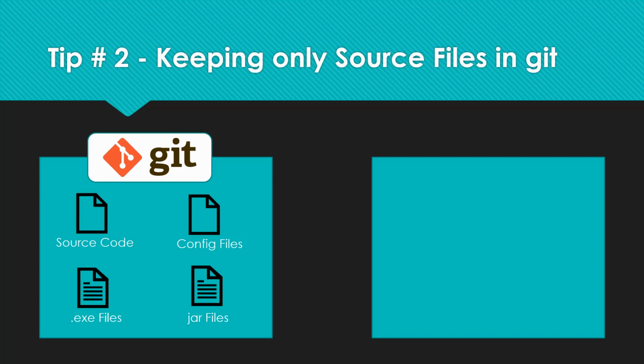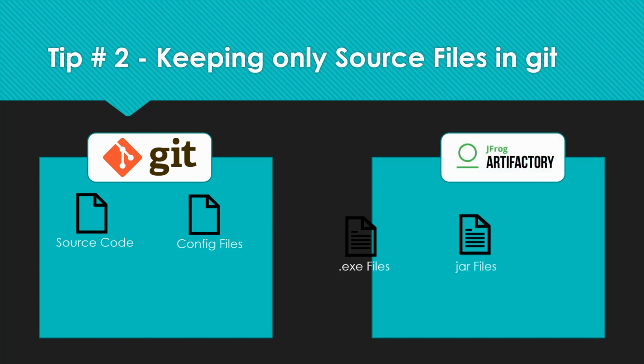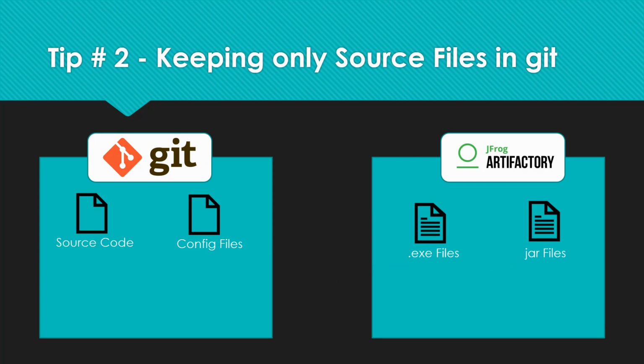Tip number 2. Keeping only source files in Git. The industry's best practice recommends that only source code and configuration files be committed and stored in Git. Binary artifacts such as executables and jar libraries should typically be maintained outside of Git in a separate artifact repository such as JFrog Artifactory tool.